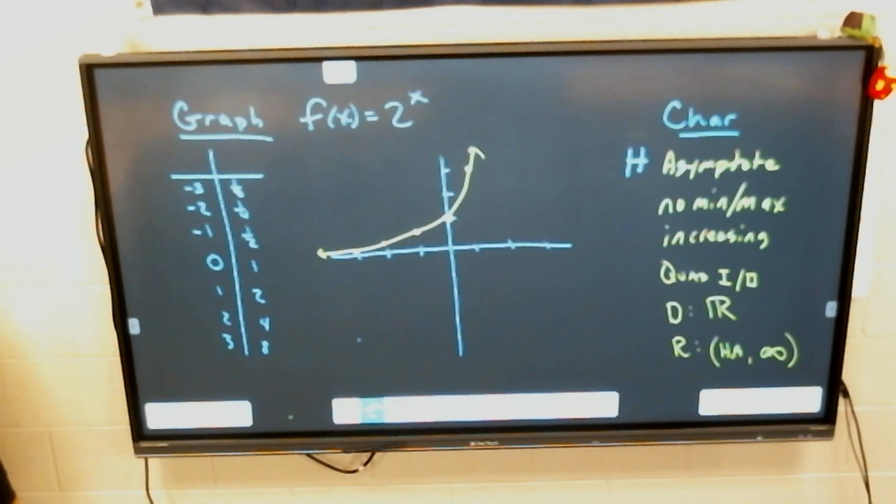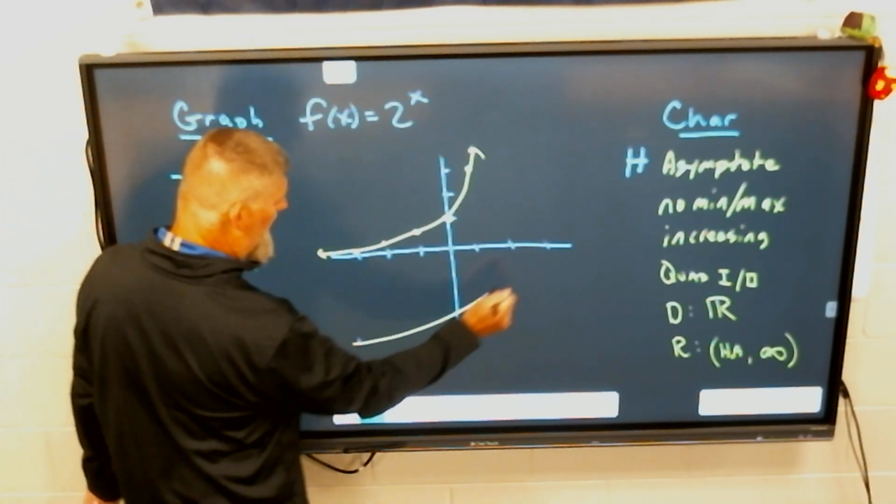It does not have an x-intercept. This one does not have an x-intercept. At most, how many x-intercepts would this have? 0. 1. It would have at most 1. If I shifted it down, it could go like that and it would have 1.